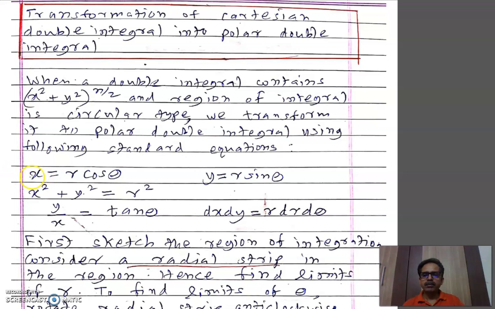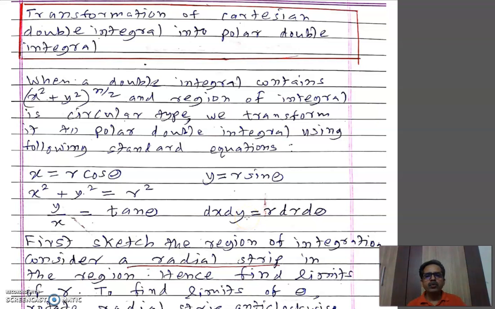These are the standard equations. x is r cos theta, y is r sin theta, and by squaring and adding we get x square plus y square is r square. If we divide the second equation by the first equation, we get y by x as tan theta. And by using the Jacobian, you can write dx dy as r dr d theta.